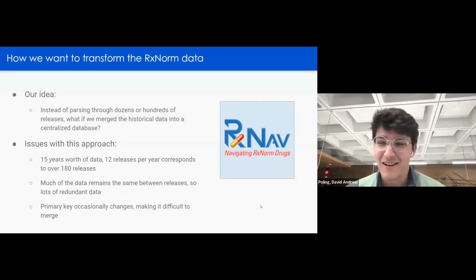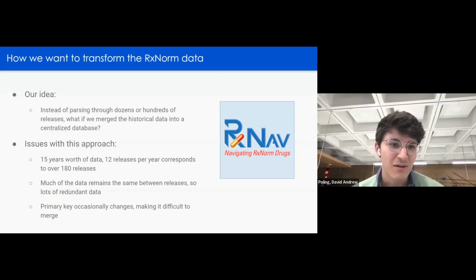When we joined this project, the status of the team was that they had code that was able to pull the latest release of RxNorm, and they were able to deal with that data. But there is also archive data dating back over 15 years, and this includes monthly releases. So 15 years worth of data, 12 releases per year. That's a minimum of 180 releases, and these are big data sets. They contain thousands and thousands of different drug information.